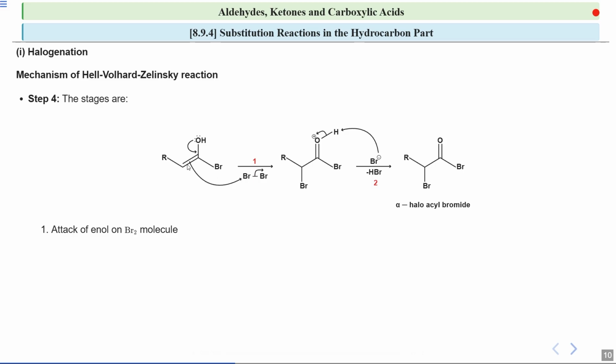So when this enol with its double bond attacks this bromine molecule, this helps bromine get attached at the alpha carbon. So this is the alpha carbon, and bromine gets attached to this alpha carbon. In the next step, a proton is lost from the molecule, which results in the formation of alpha haloacyl bromide. So that means we have successfully introduced a bromine atom at the alpha position. So in the next step, there is loss of a proton, and you can see you finally get alpha haloacyl bromide.